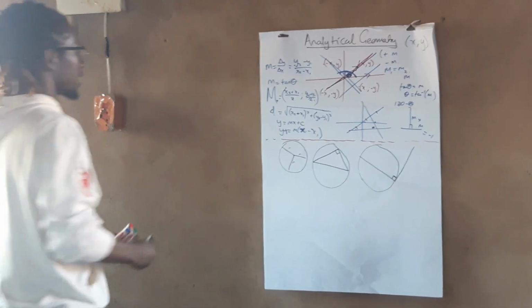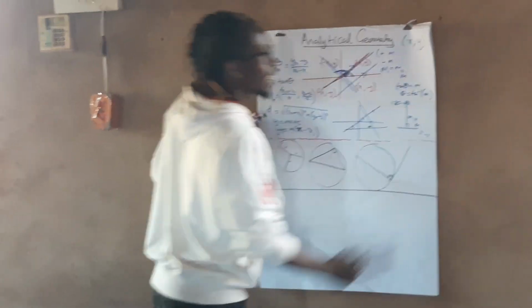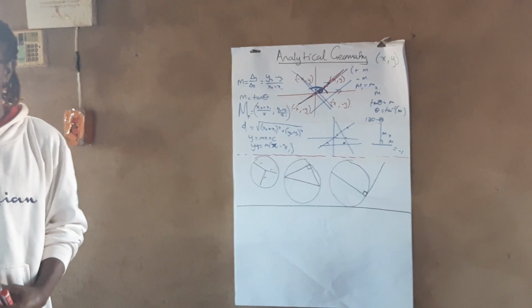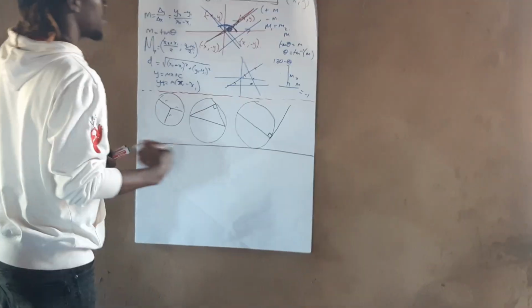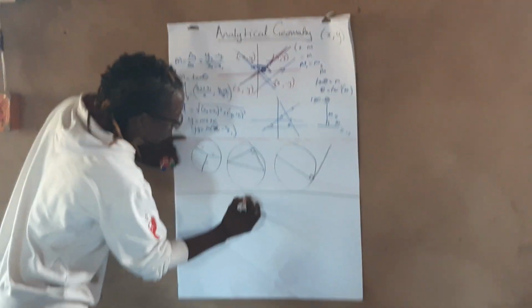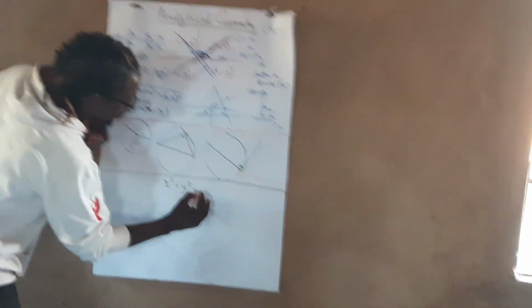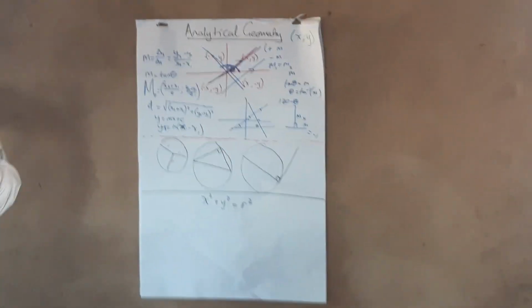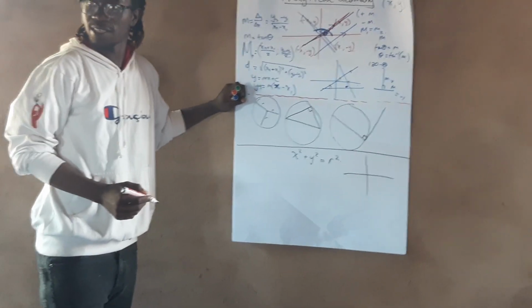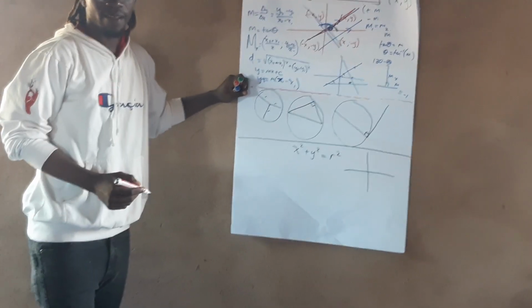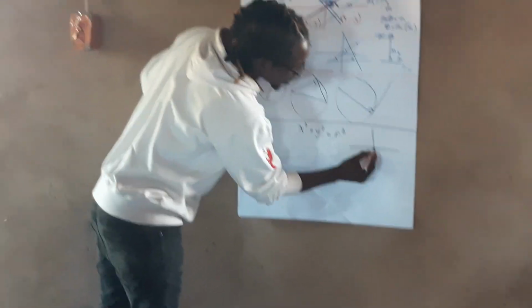So let's get to our equation of a circle, right? Our equation of a circle is given by x squared plus y squared is equal to r squared. This is when the center of our circle is at the origin. What is the origin, guys? We forgot. It is 0 and 0, right? This is the origin.